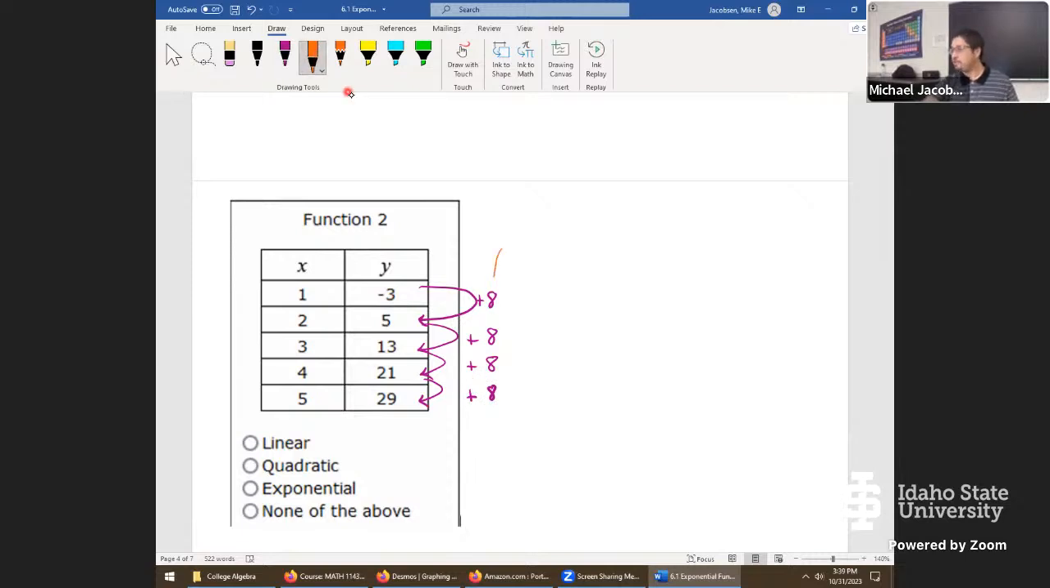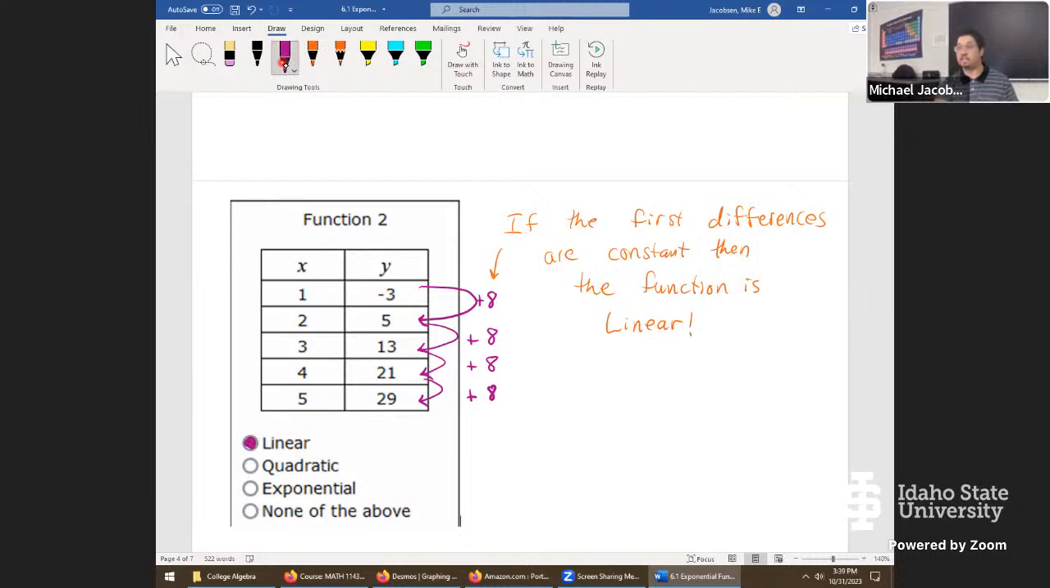And so now we can make a formula that says if the first differences are constant, that's what we have. We're constantly adding 8 to get to the next values as the x-coordinate changes by 1. Then the function is linear. So this is what a linear function would look like in this situation.